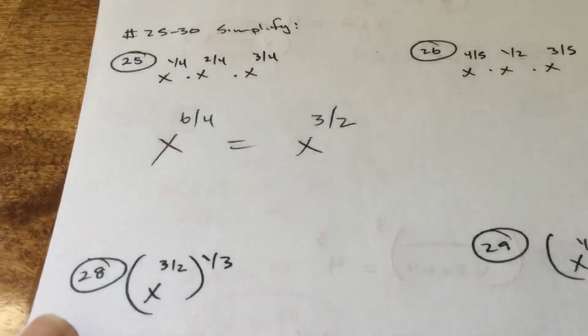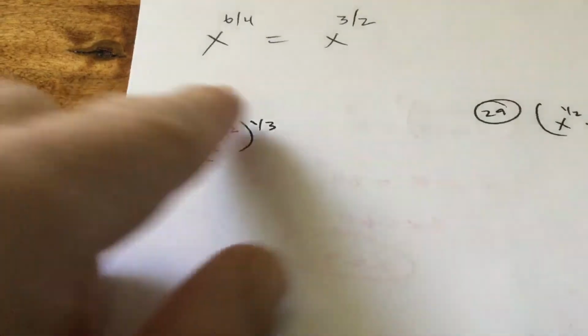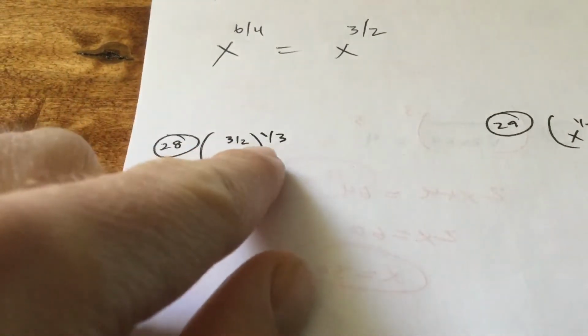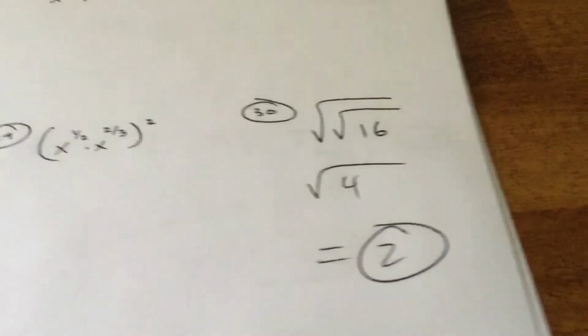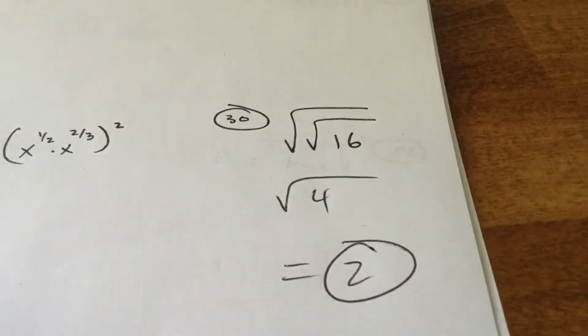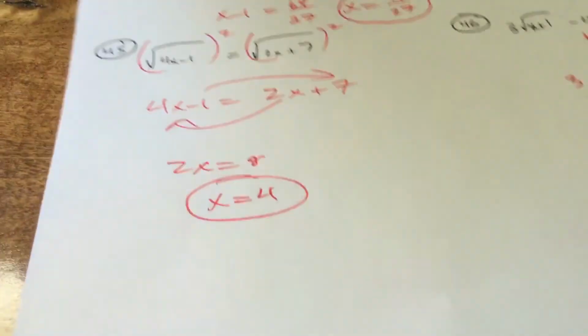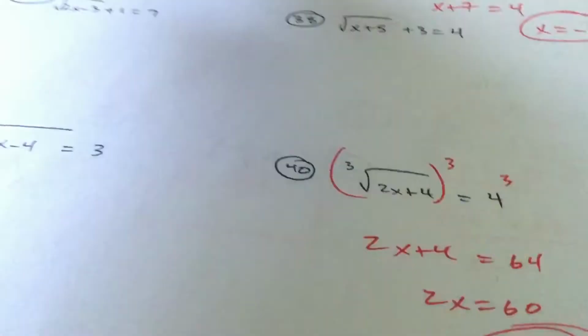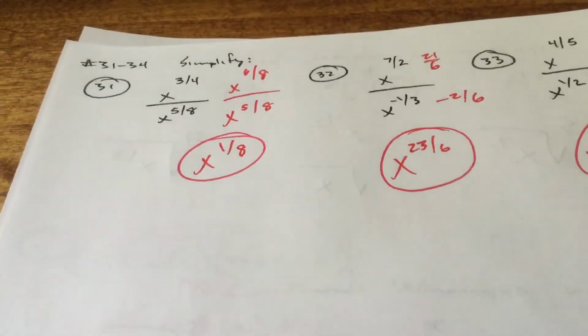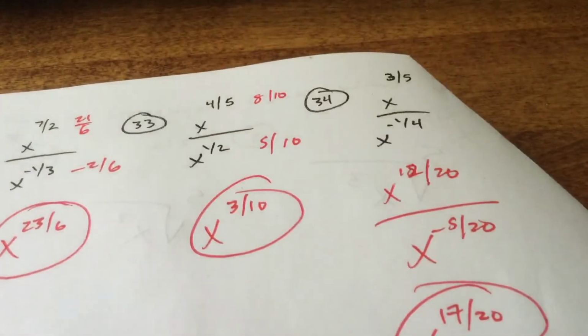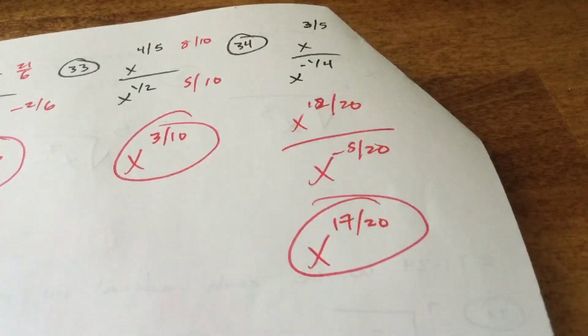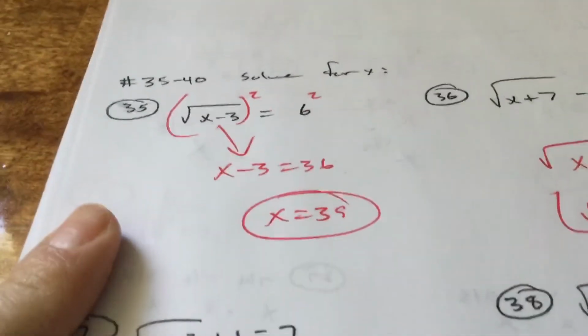When you multiply with the same base, add the exponents. Here you multiply, so it'd be x to the 3/6, which is x to the 1/2. Square root of 16 is 4, square root of 4 is 2. Again, the ones we don't talk about in the video should be discussed in class for sure. Subtract the exponents, subtract the exponents, subtract the exponents, subtract the exponents. All right, get these same denominators. Square both sides, there you go.